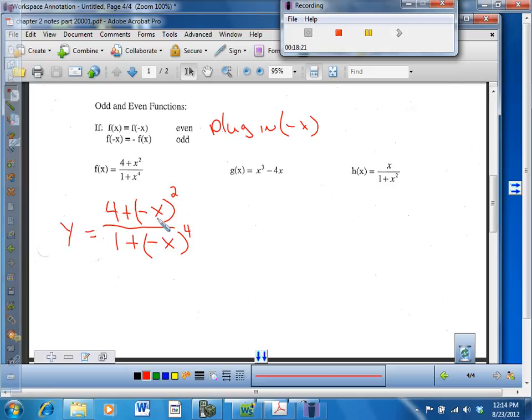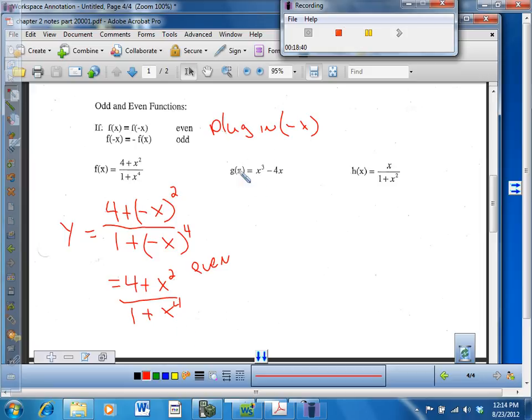It doesn't change, right? Because this is even, so something raised to the same power, you're going to get that's equal to 4 plus x squared over 1 plus x to the 4th, which is the same as what I started with over there. So that is even.